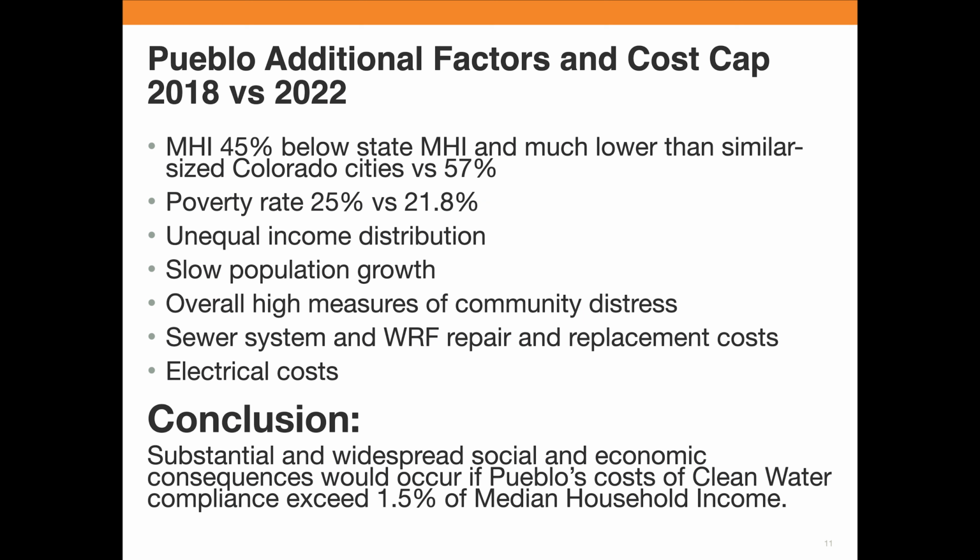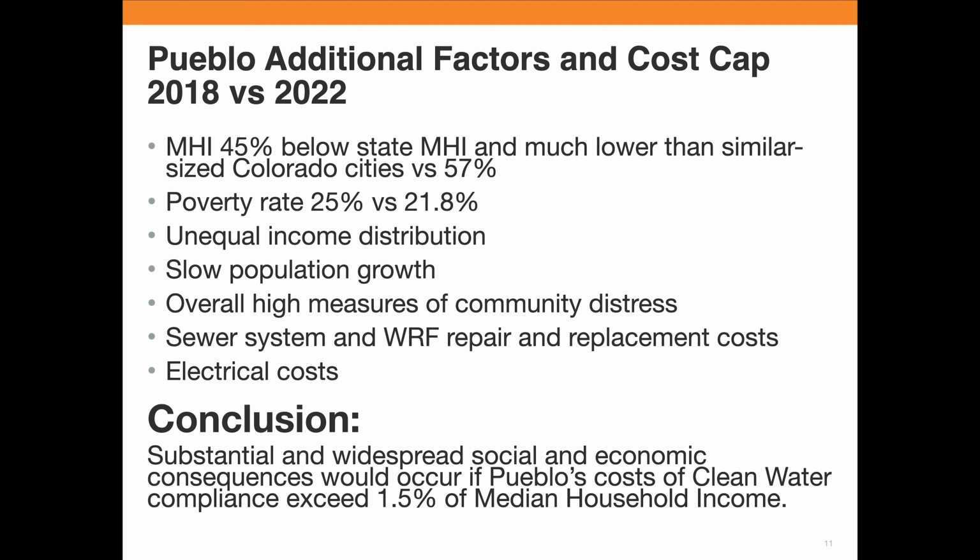Once you look at this, we can also look at secondary factors that we added to our application in 2018 and what we're going to be looking at in 2022, or actually 2023, sorry. 2022 is when we did this study. So is the median household income greater or lower? In 2018 we were 45% below the state. Now we're 57%, so it's actually worse in that case.